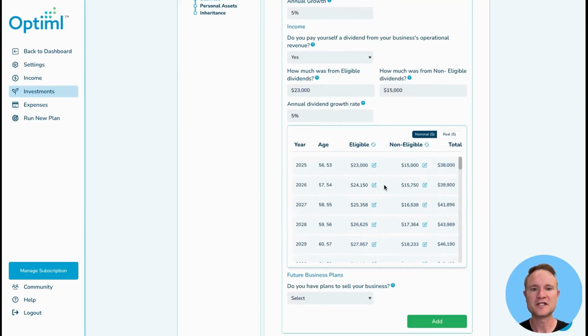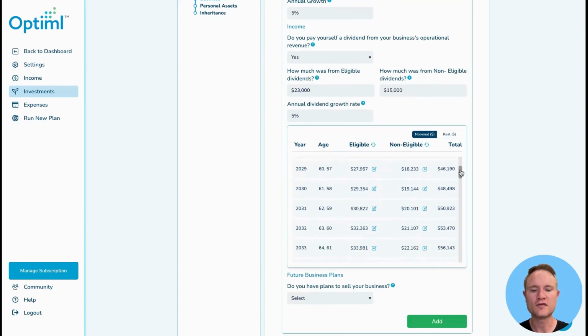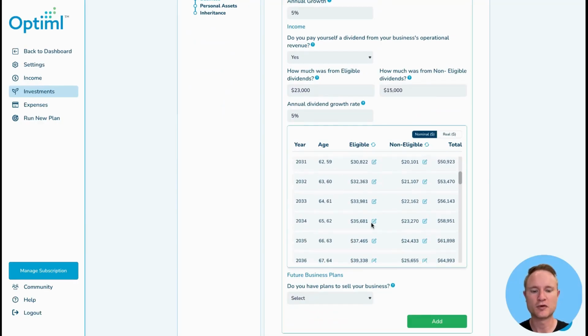The table will allow you to manually override any given year, or if you know that you're going to stop paying yourself a dividend at some point in time, you can go ahead and zero it out, click the arrow, which will simulate no longer paying yourself a dividend through the business.